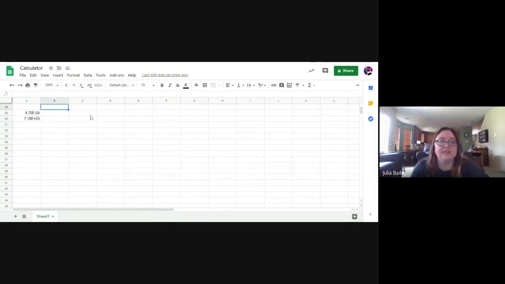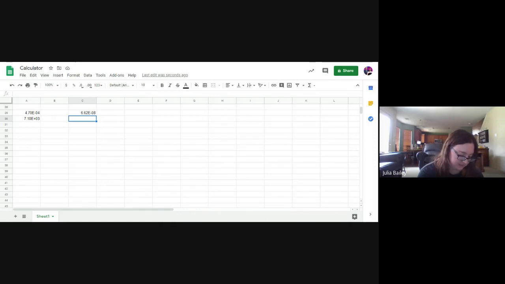This is what Sheets will make it look like. It'll always make them 2 digits. And then to solve that, if I hit the equal sign, and then I tell it to take this number and divide it by this number, bam, that's my answer right there, 6.62 E negative 8. That's all there is to it.